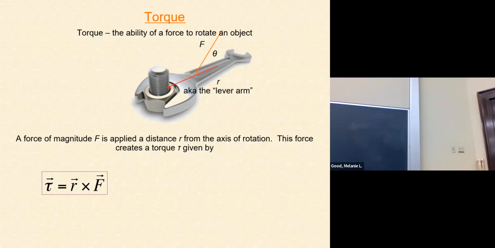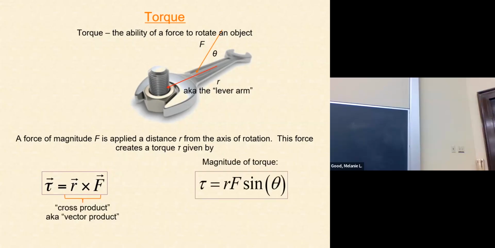In most cases, what you'll need to do is simply figure out the magnitude of the torque, and then use the right-hand rule to determine the direction of the torque. So the magnitude of the torque is the product of R times F times sine of the angle between them. From either of these equations, I can deduce what the units of torque have to be. They have to be a unit of force times a unit of length, so a Newton times a meter.